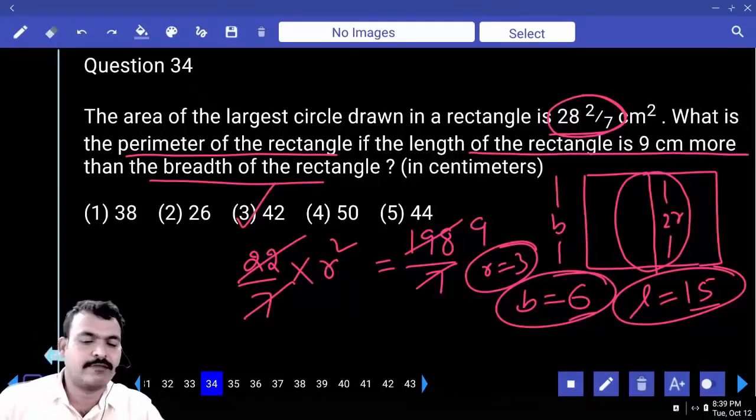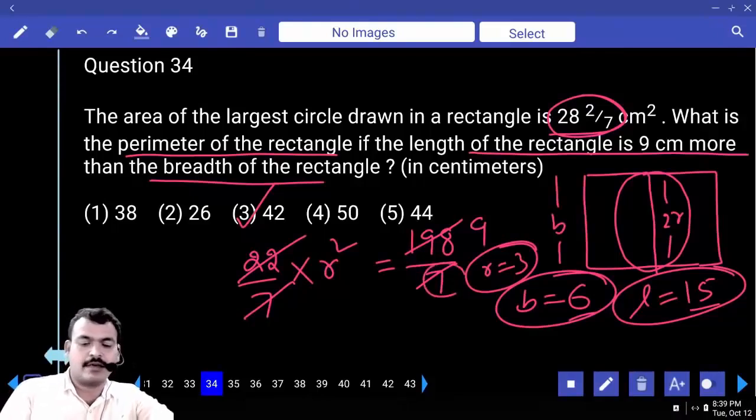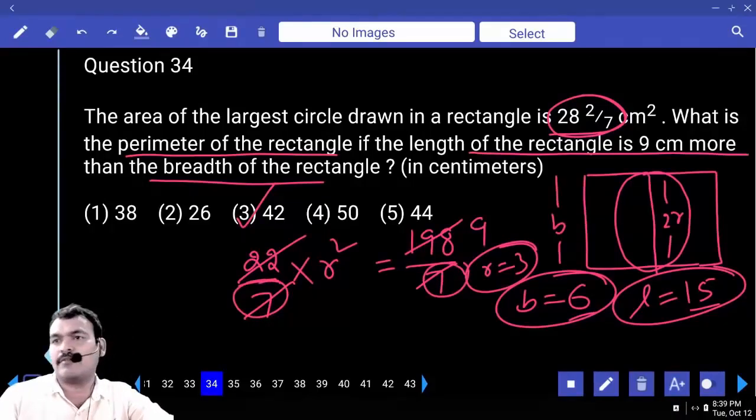Don't say it will be a multiple of 7. In all the cases it will not be possible. If the denominator is 7 and the left hand side also has denominator 7, it will cancel or not.